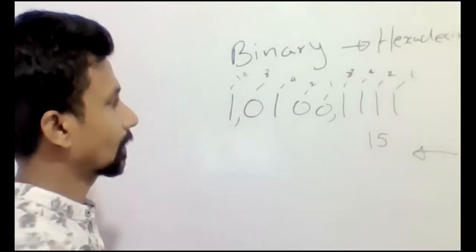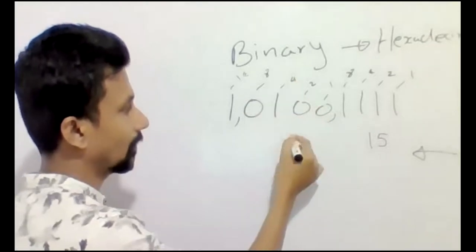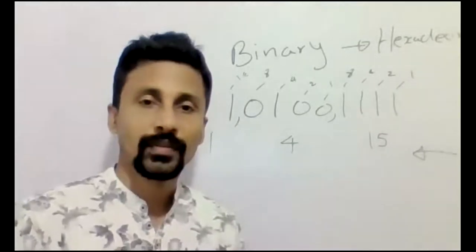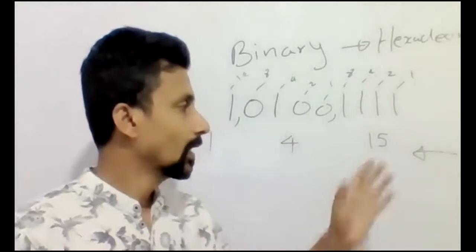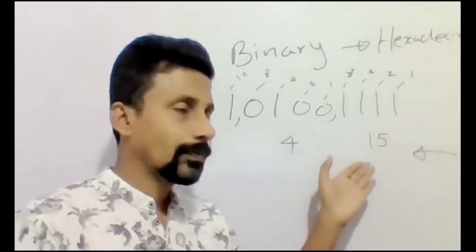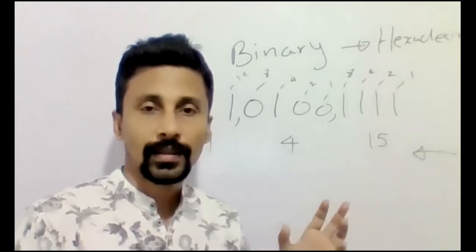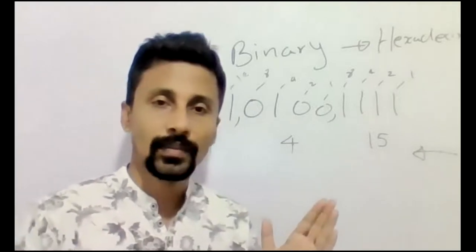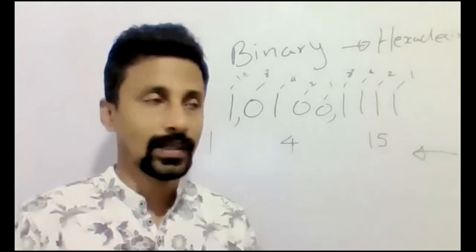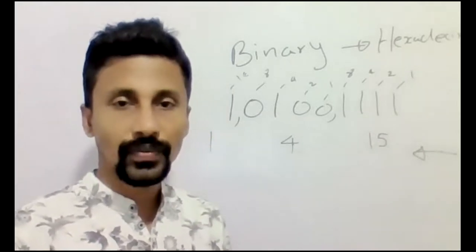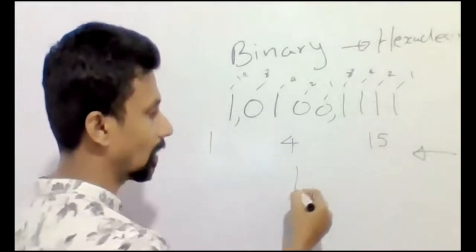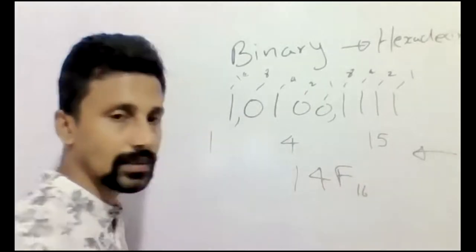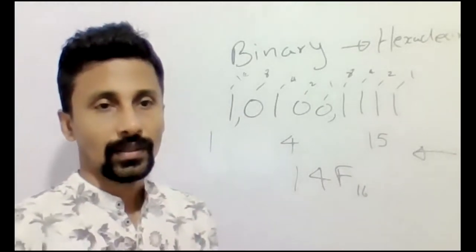Here you get 0, here you get 4, and here you get 1. But I told you, when you are representing values in hexadecimal, you have to represent this 15 with a letter, an English capital letter, starting from 10. That is 10 is A, 11 is B, like that. 15 is F. So your final answer is 14F, and the base value is 16. This is your answer. Okay, take this down.